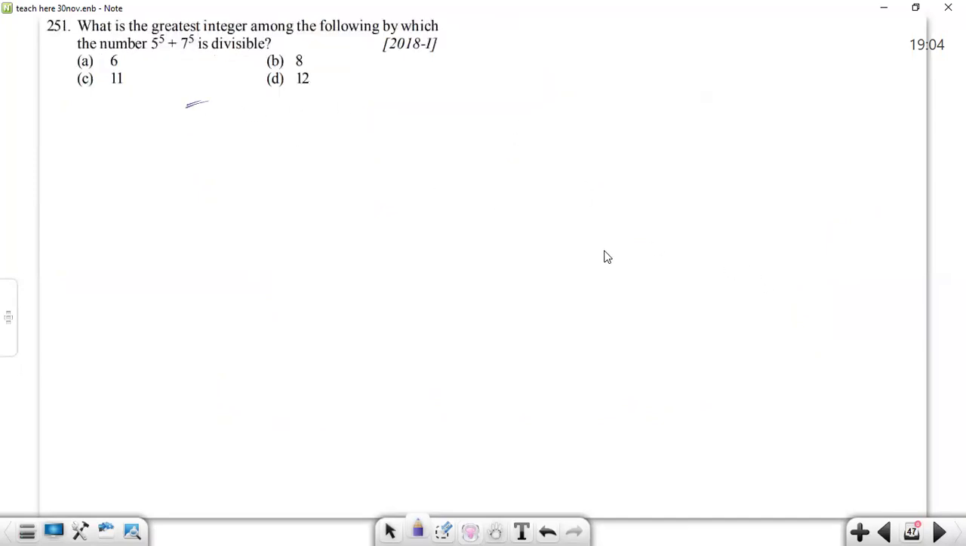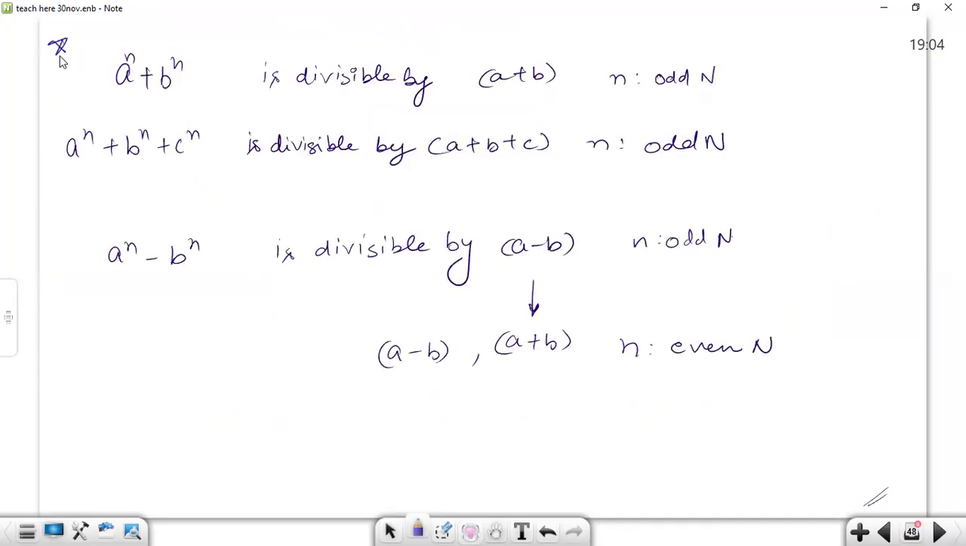So for this, I have taught this concept earlier also. If you have not written it, then please note it now, this is a noteworthy concept. a raised to power n plus b raised to power n will be divisible by a plus b, where n is an odd natural number. N represents the set of natural numbers.